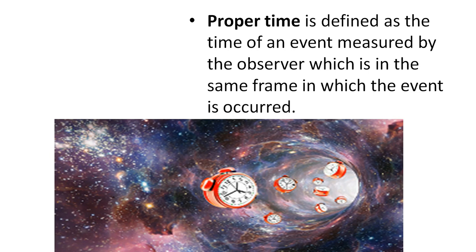For example, 11 hours 1 second, 11 hours 2 seconds. So 11:02 minus 11:01, that is an event. According to this concept, your speed and the speed of the frame, that is the train, is the same. That is the time of an event measured by the observer, that is you, who is in the same frame in which the event is occurring. So you are in the same frame in which the event is occurring, that is proper time.